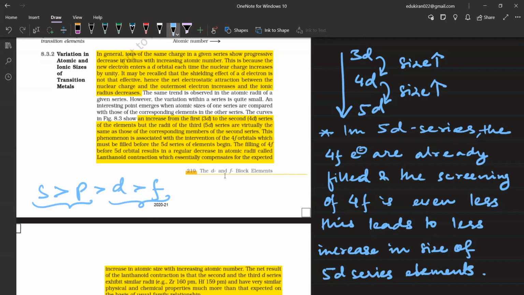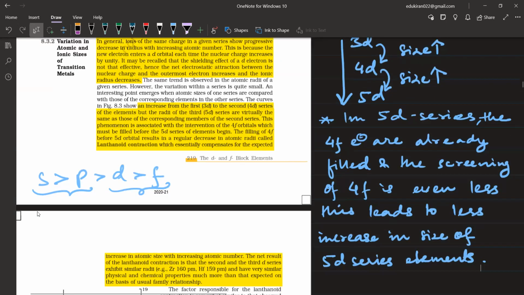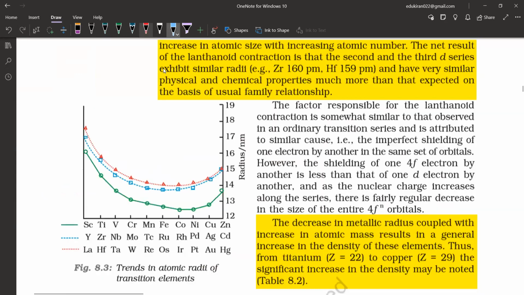यहाँ पे आप ग्राफ भी देख लीजिए. See here, if you can see this graph, this red line, this is for 5D. Okay, this blue line, this is for 4D, and this green line is for 3D. आप लोगों को दिख रहा होगा कि 5D and 4D में कितना कम डिफरेंस है. Okay, and that is due to what? That is due to lanthanoid contraction. Is this clear? Yes or no? Please tell me, guys.